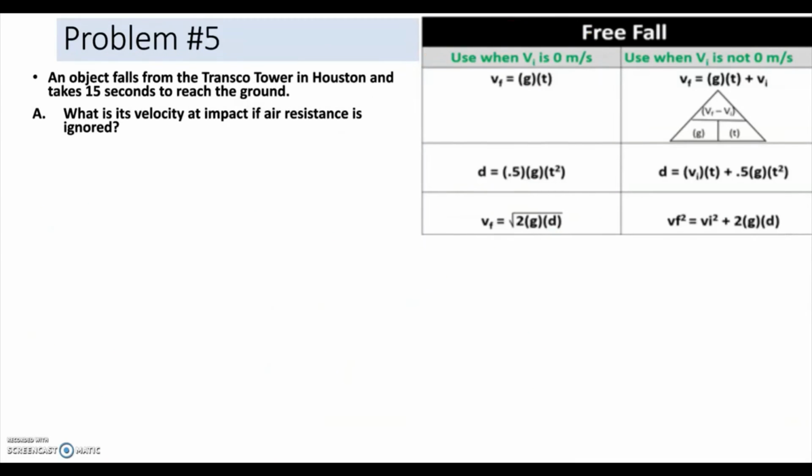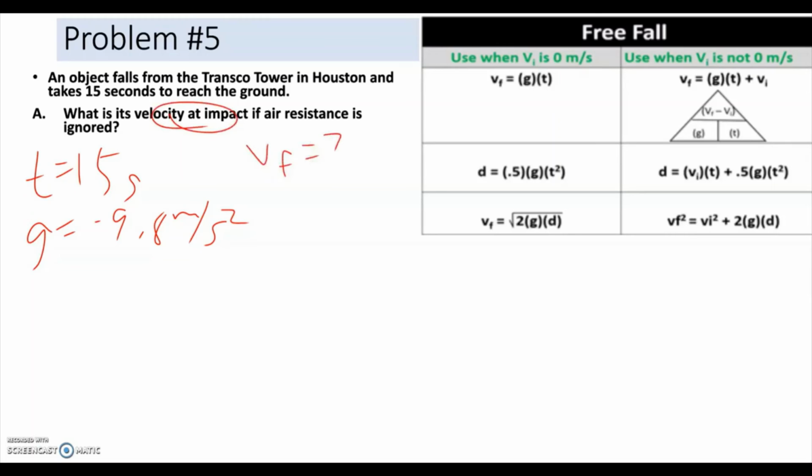All right, number 5. Now we're looking at the Transco Tower in Houston, and it says that it takes 15 seconds in order for it to reach the ground. Obviously, gravity is still the negative 9.8 meters per second squared. This would never change unless you changed planets or went to the moon. For part A, what is the velocity at impact? So the final velocity, if air resistance is ignored.